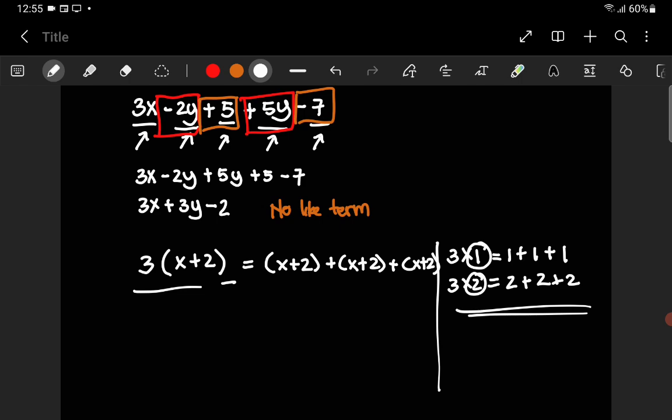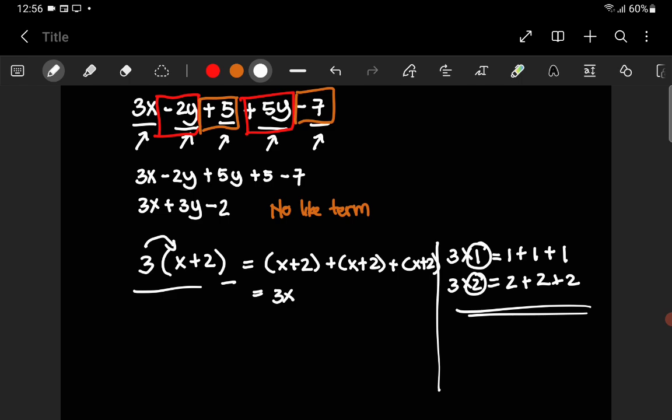So basically, if I ask you to simplify, how many x will you have? Well, there are 3 of x being added. How to simplify that statement? Then you multiply the 3 by x, because the x will appear 3 times, right? So it becomes 3x. And then also for the plus 2, you will have 3 of plus 2 and then you total them up, right?